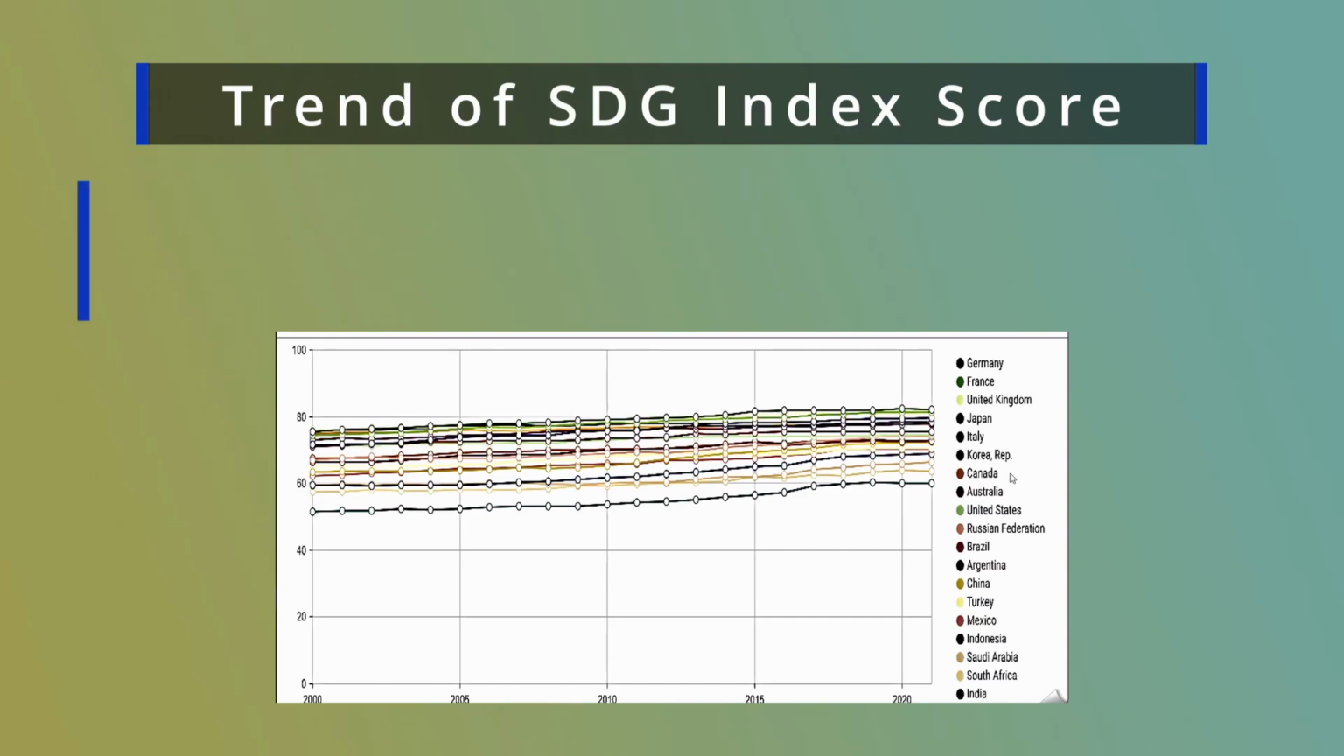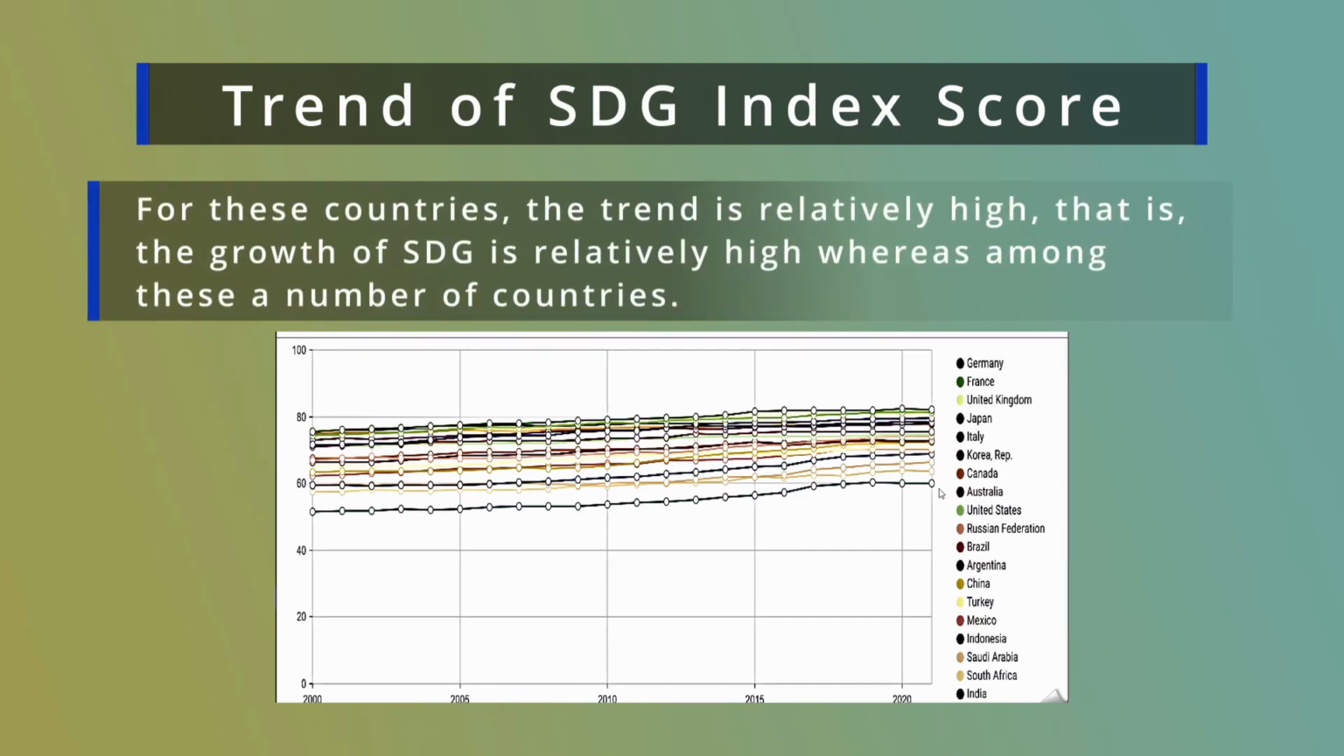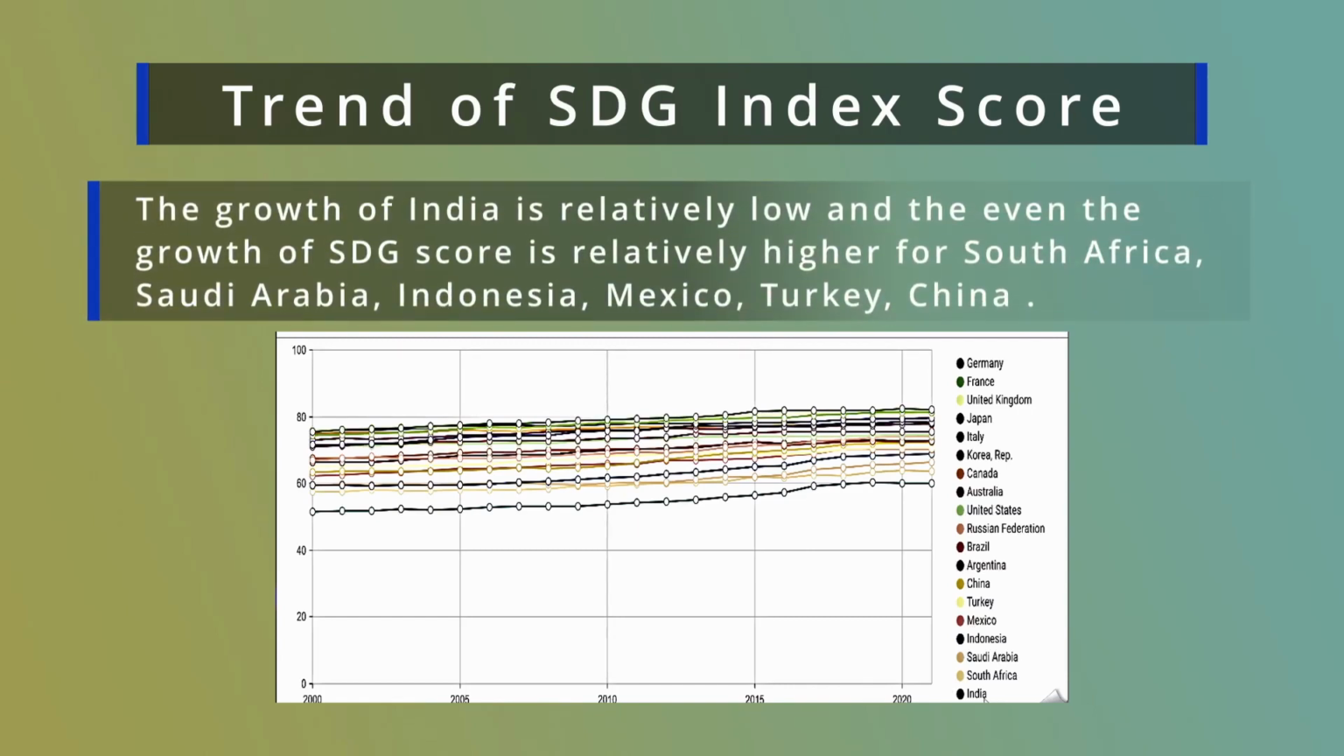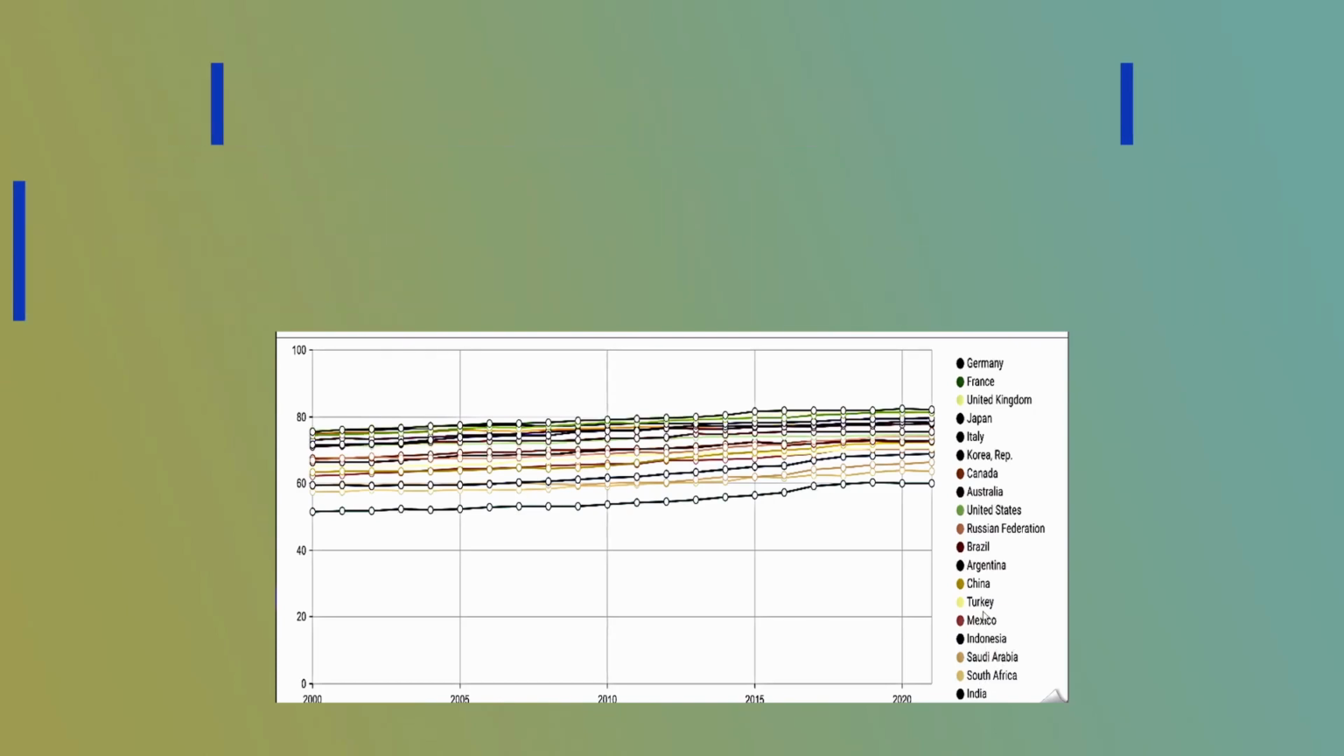For these countries, the trend is relatively high, that is, the growth of SDG is relatively high, whereas among these countries, the growth of India is relatively low, and even the growth of SDG score is relatively higher for South Africa, Saudi Arabia, Indonesia, Mexico, Turkey, China compared to India. Therefore, the growth of the SDG index score for India is lagging behind in respect of a number of developing or less developed countries.